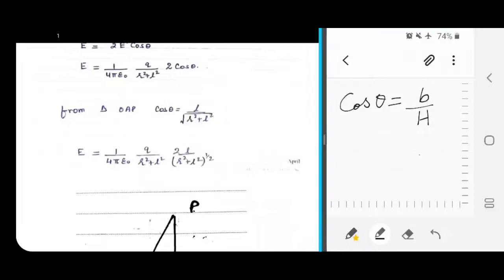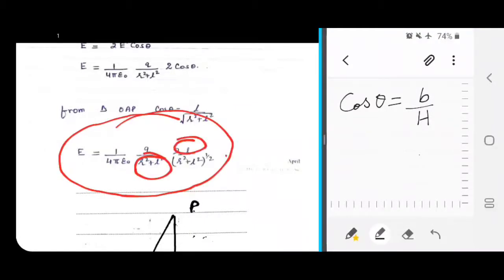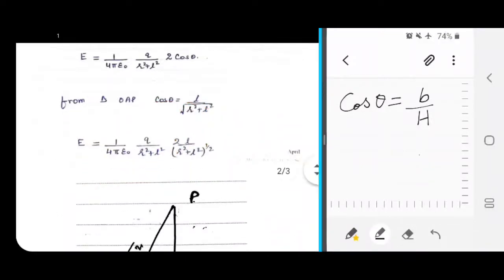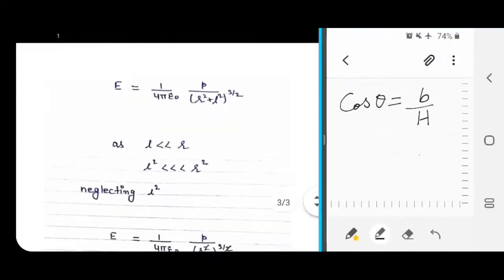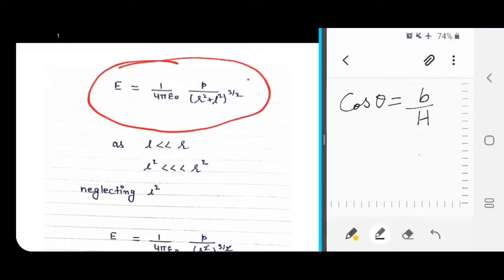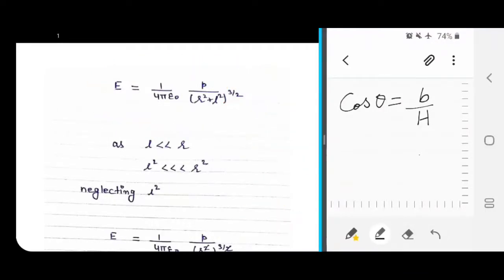So we write here E equals 1 upon 4 pi epsilon naught, q upon r square plus l square, times 2l upon r square plus l square whole power 1 by 2. So the power becomes E equals 1 upon 4 pi epsilon naught, p upon r square plus l square power 3 by 2, as 1 plus 1 by 2 gives 3 by 2. So E equals 1 upon 4 pi epsilon naught, p upon r square plus l square whole power 3 by 2.